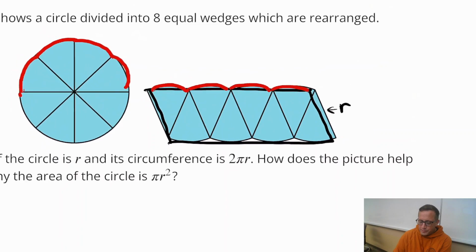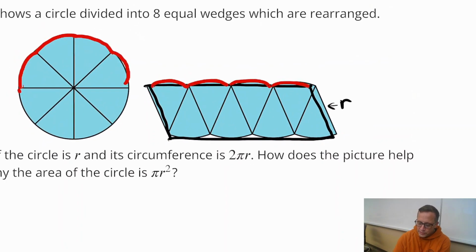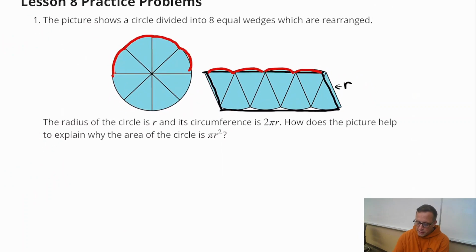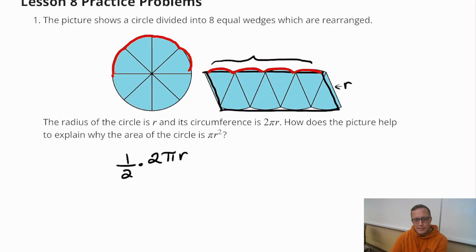So now the problem says the circumference is 2 pi r. But this right here only represents half the circumference. So I'm going to do 1/2 times 2 pi r, and that's going to equal that section. What happens here is these cross cancel, and what you're left with is just pi and r. So we're left with pi times radius.